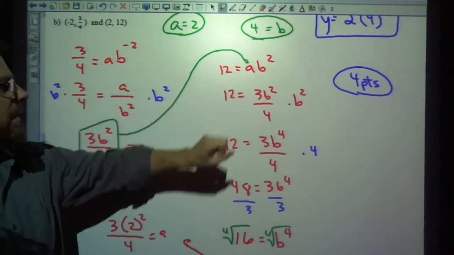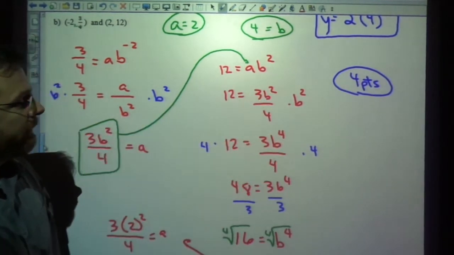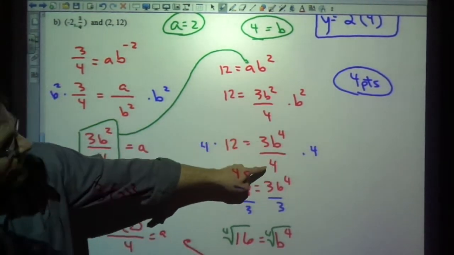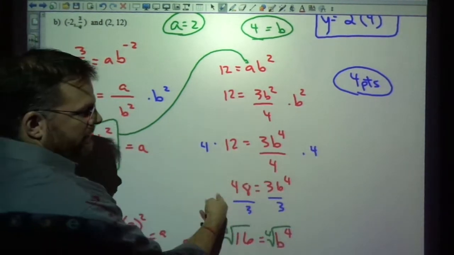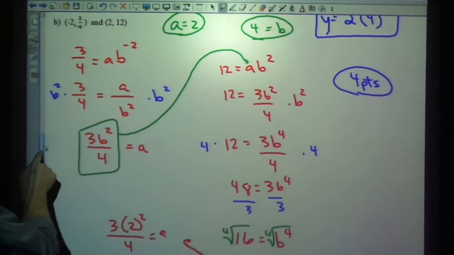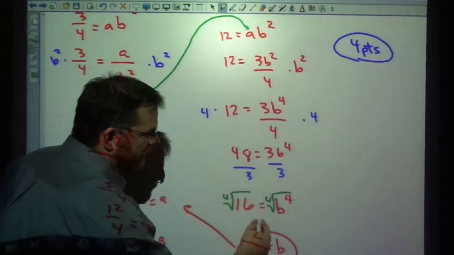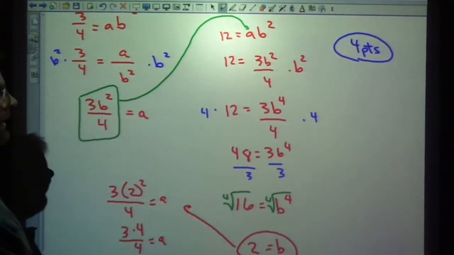We substitute over here. We multiply, which gives me b to the 4th. Then to get rid of the dividing by 4, we multiply by 4, which gives 48. And then divide by 3 to give 16. And then take the 4th root. The 4th root of 16 is 2. They get a point there.